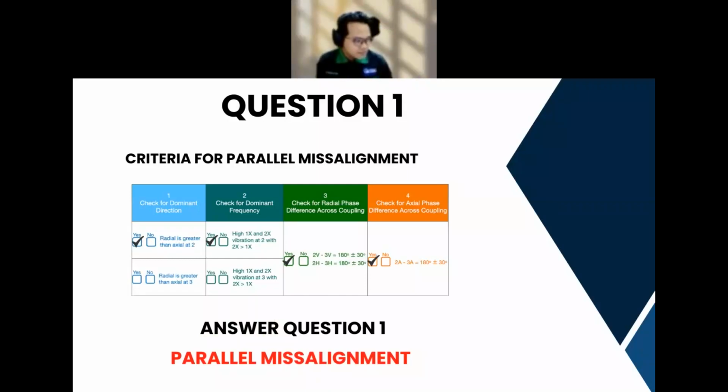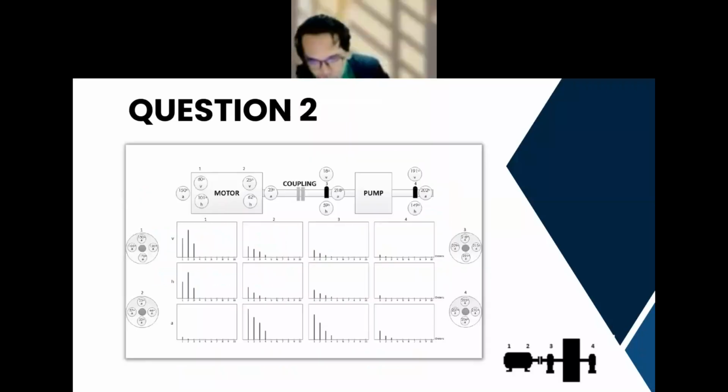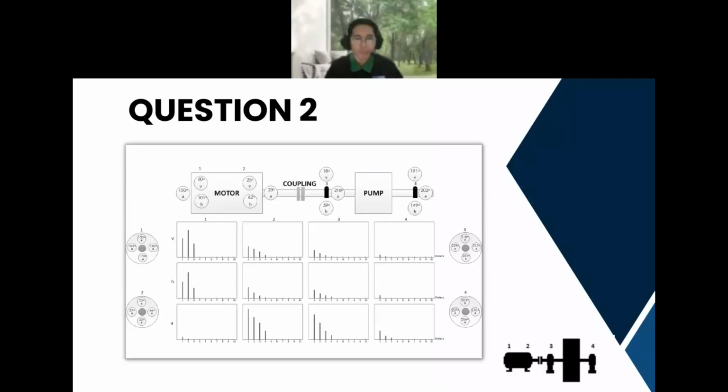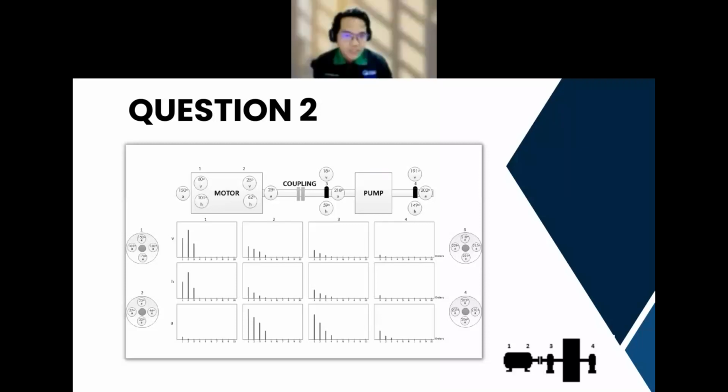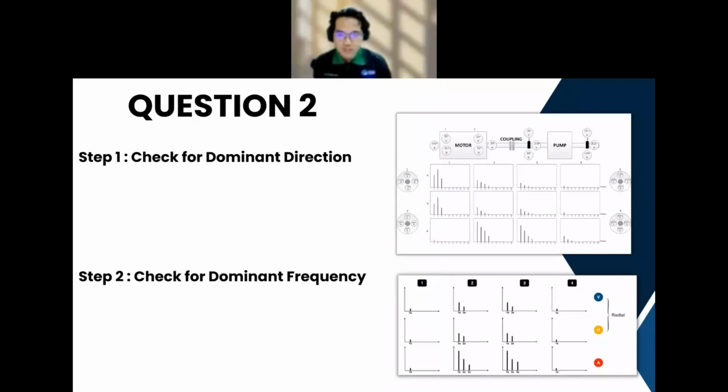So all of you agree with this? Yes, I agree. Yep, I think so too. Okay, so we look at this question. We need to check first all the points that are given. So we use the same method from question one before. So first, we check the dominant direction.